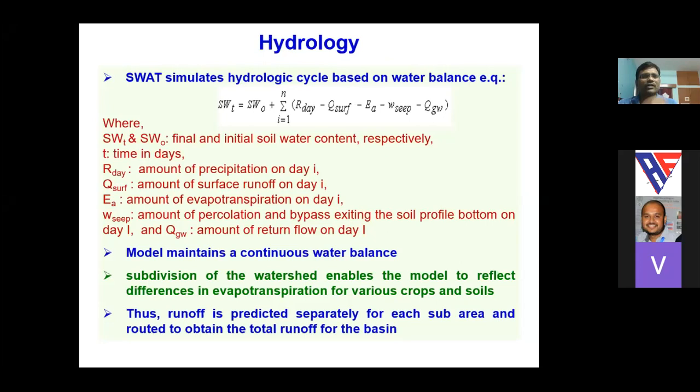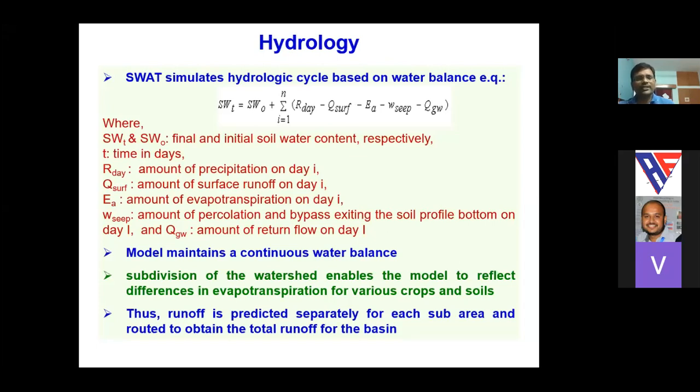Okay, and this is the initial and final. SWT is the final soil water content, and SW naught is the initial soil water content. So SWAT basically follows the continuous water balance approach. It also enables it to reflect the differences in evapotranspiration for the various crops and soils. There is an intensive database available in the SWAT database file. I will show you during the demonstration.